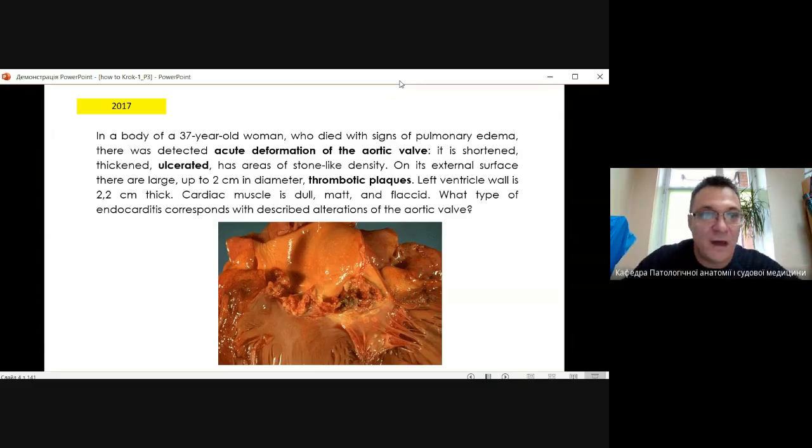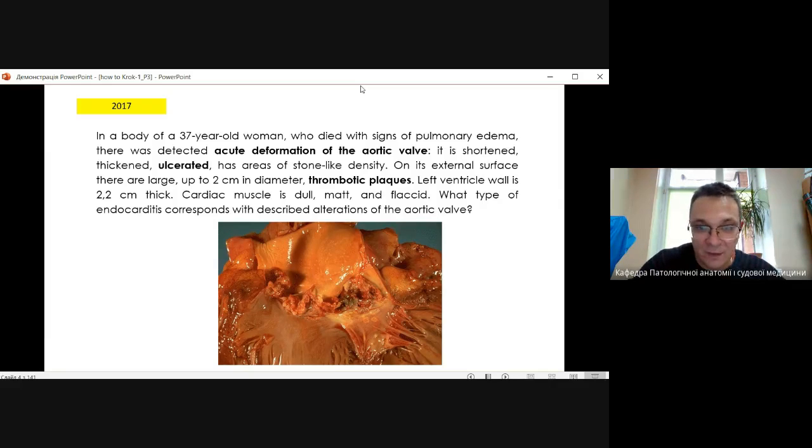And the first one from 2017, that's about the body of a 37-year-old woman who died with signs of pulmonary edema. There was detected acute deformation of the aortic valve. It is shortened, thickened, ulcerated. It has areas of stone-like density. On its external surface, there are large, up to 2 centimeter in diameter thrombotic plaques. Left ventricle wall is 2.2 centimeter thick. Cardiac muscle is dull, matte, and flaccid. What type of endocarditis corresponds with described alterations of the aortic valve?